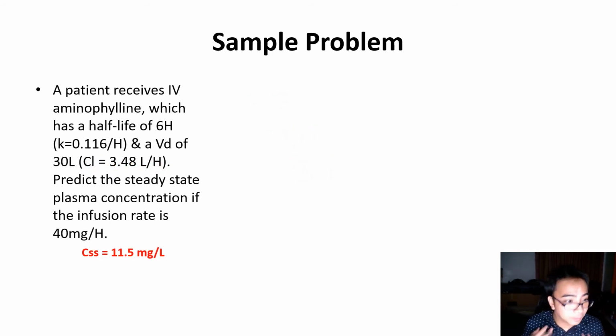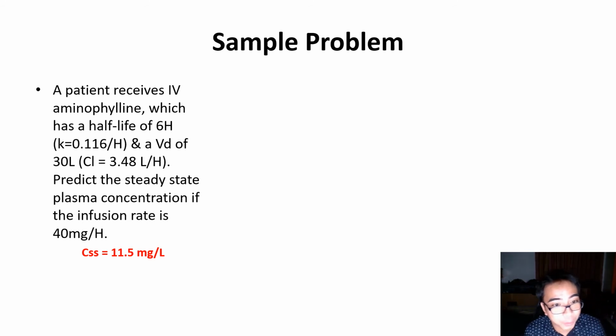Okay, here's another problem. A patient receives IV aminophylline, which has a half-life of 6 hours. Given agad yung K, pero you can actually compute for this, class. And a Vd of 30 liters. Binigay na rin ang clearance, 3.48 liters per hour. Bait naman ang problem na to. Predict the steady state plasma concentration if the infusion rate is 40 milligrams per hour. Okay? So andyan na rin naman, class, halos lahat na kailangan natin.